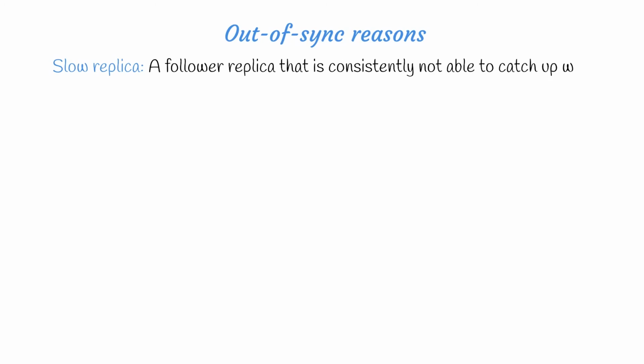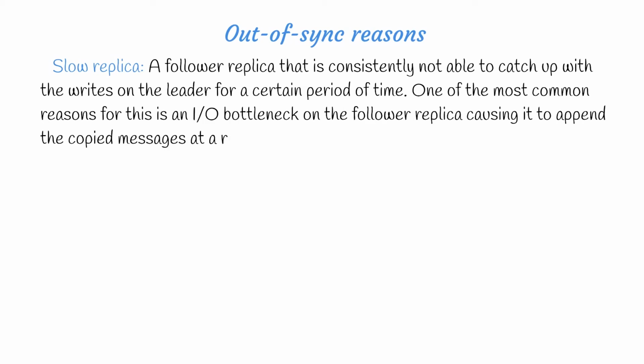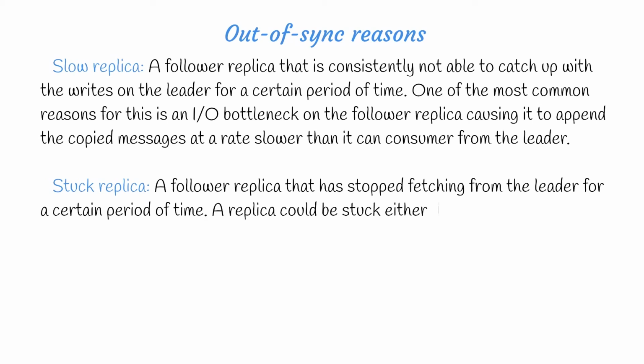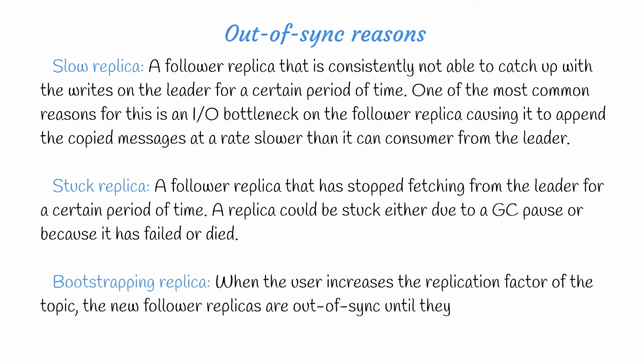Now let's talk about why some replicas can be out of sync. The first reason is a slow replica. A follower replica that is consistently not able to catch up with the writes on the leader for a certain period of time. One of the most common reasons for this is an input-output bottleneck on the follower replica, causing it to append the copied messages at a rate slower than it can consume from the leader.